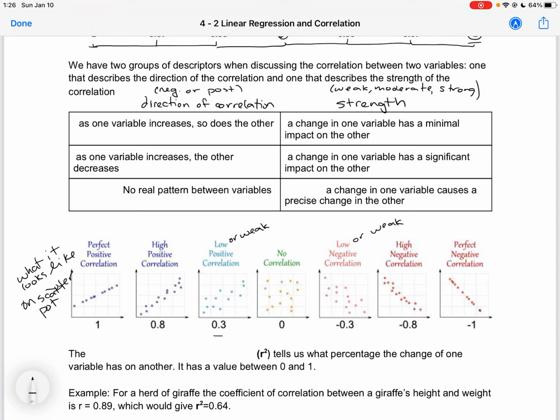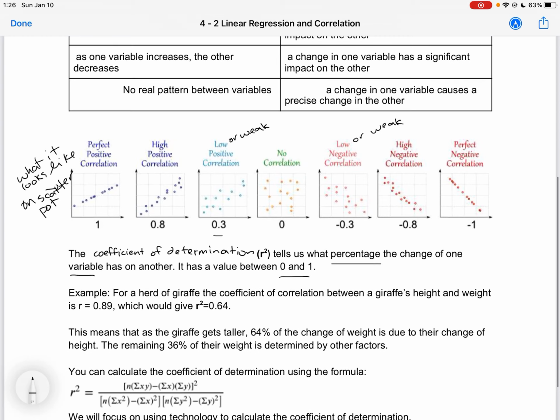Okay. We also have another statistic that we can use, and this is the R squared value, which is the coefficient of determination. And what this tells us is the percentage the change of one variable has on another. It has a value between 0 and 1.